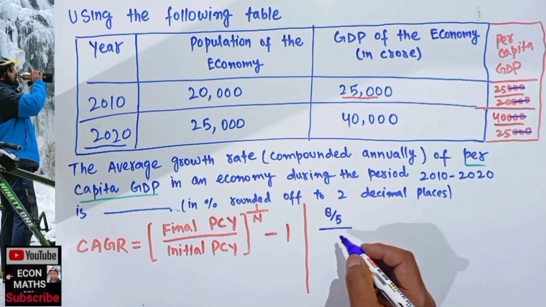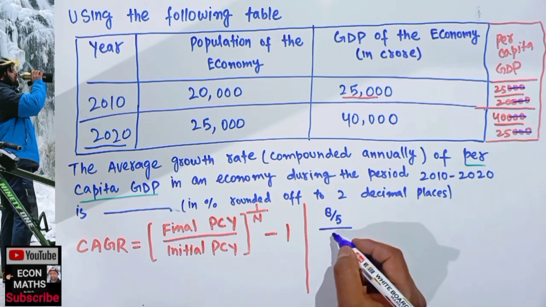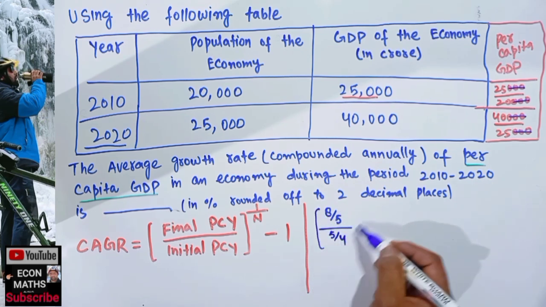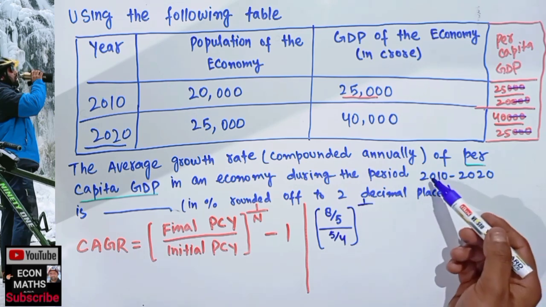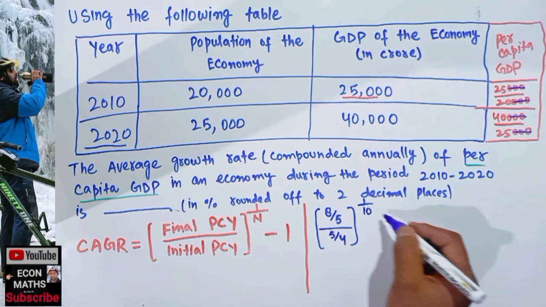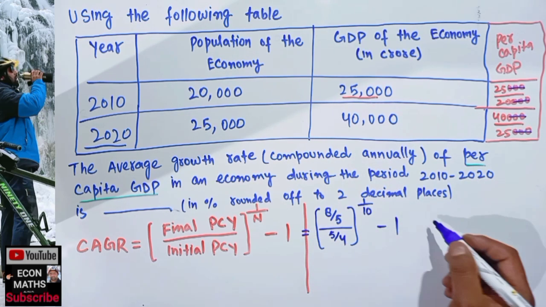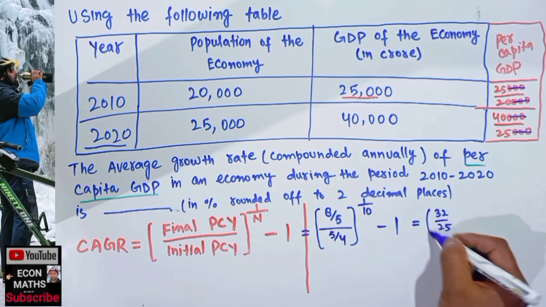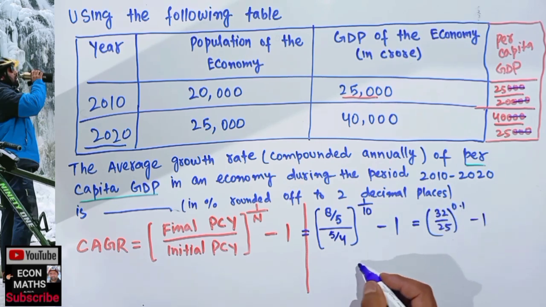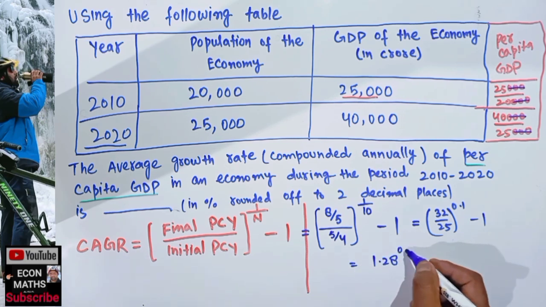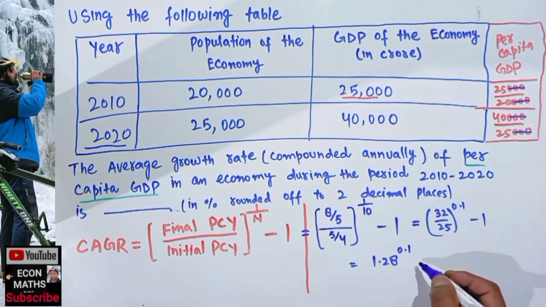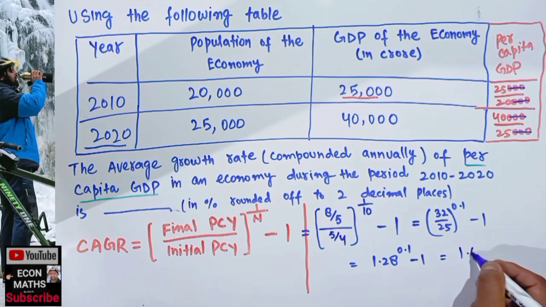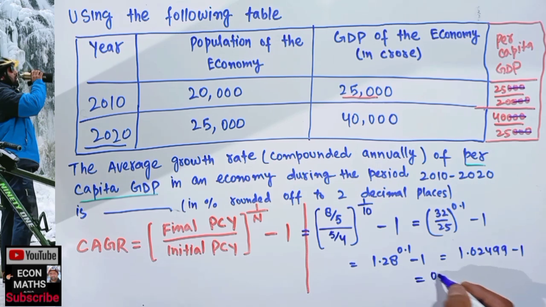This comes out to be 5 upon 4, so 5 upon 4 raised to the power 1 divided by the number of years, from 2010 to 2020 the number of years is 10, and to this we subtract 1. When we solve this, it becomes 32 divided by 25 raised to the power 0.1 minus 1, which is 1.28 raised to the power 0.1, since 1 upon 10 can be written as 0.1, minus 1, which comes out to be 1.02499 minus 1, which is 0.02499.